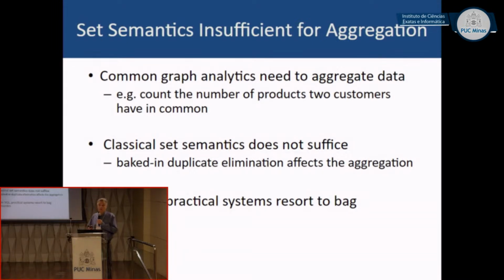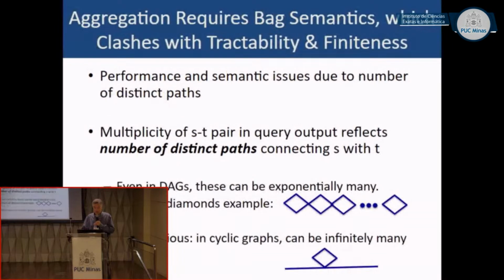That's a typical thing you do in recommender-based systems. And if you work under set semantics, which was the go-to of the semi-structured research, then you will have baked in duplicate elimination, which in many situations is not what we want. And just like in SQL, in practice, you want to resort to bag semantics. You want to keep all duplicate entries, to count correctly, to sum correctly, and so on. But as opposed to SQL, once you do that, you run into issues of both semantics and performance.